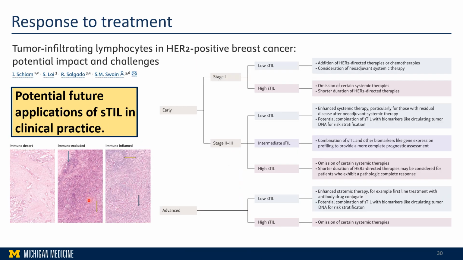The spatial distribution of immune cells, including the tumor-infiltrating lymphocytes, TILs, and their interaction with the tumor cells have been extensively examined. And as you see, these tumors can be effectively mapped, which has real potential impact in clinical practice.